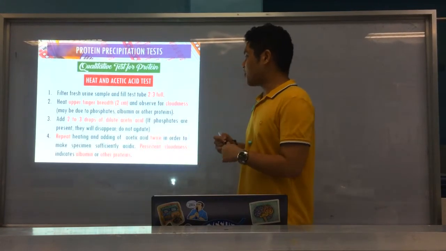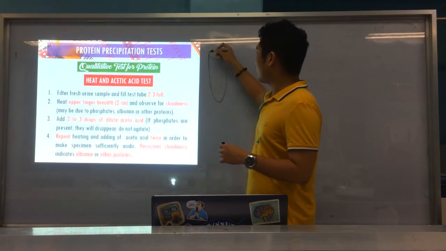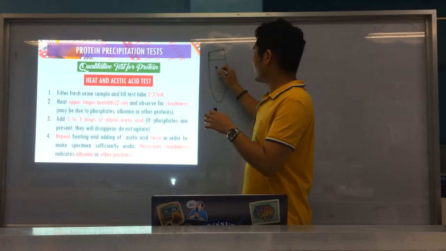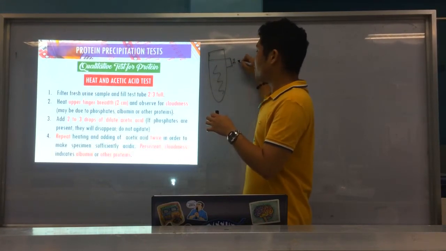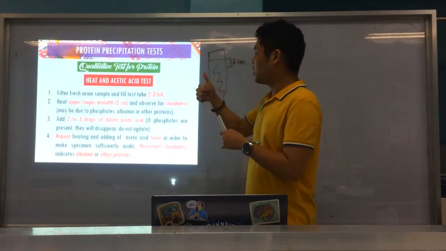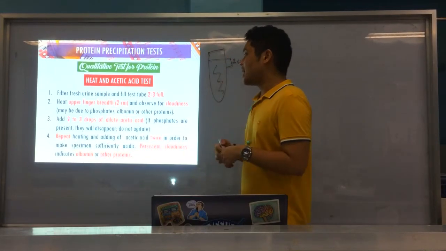Heat the upper finger breadth. Okay, so for example, this is the tube. So this is your test tube. For example, the urine is 2/3 full. So this is the urine. So you heat it only here, about 2 cm. Okay? Upper finger breadth, about the size of your finger breadth. Only the upper part, here. Okay? Alright, and we observe for cloudiness.